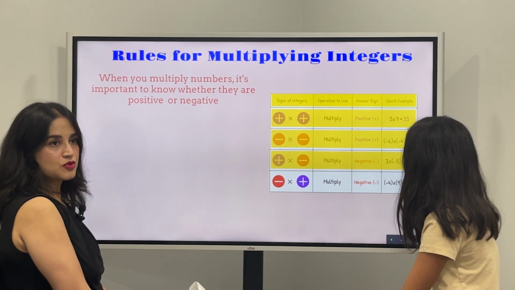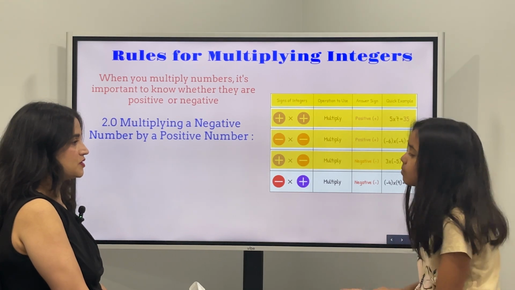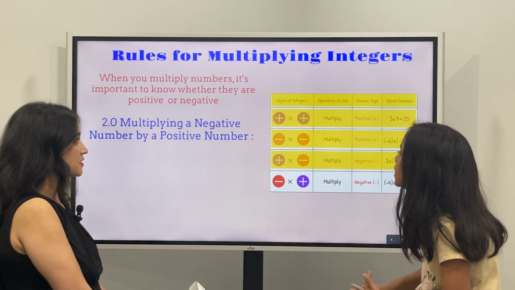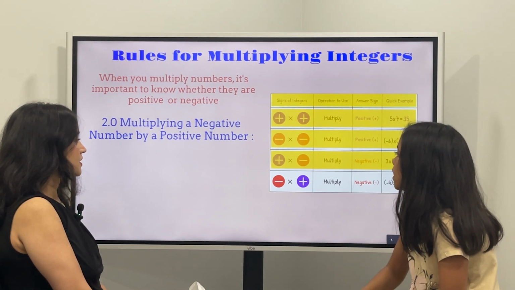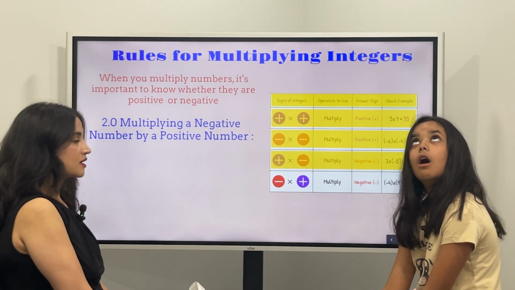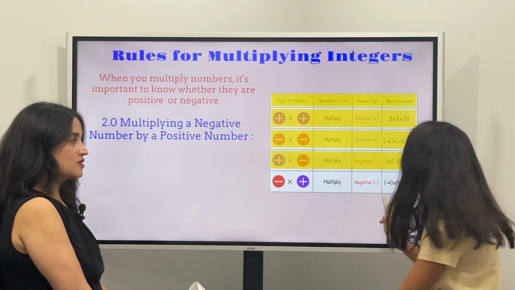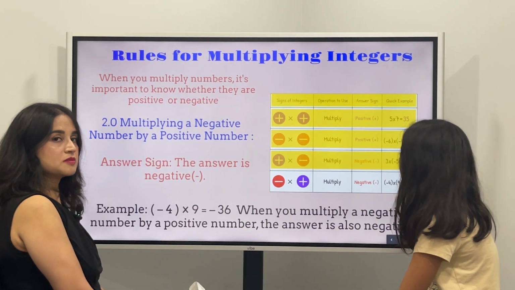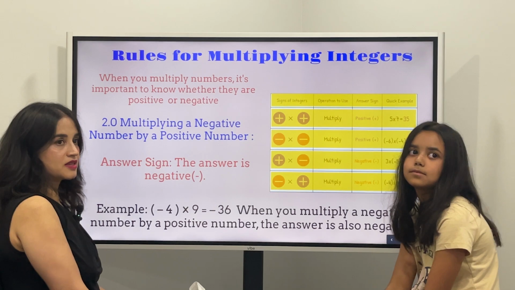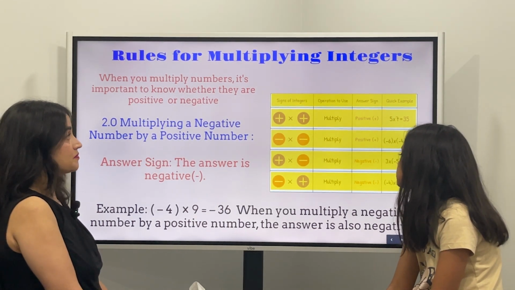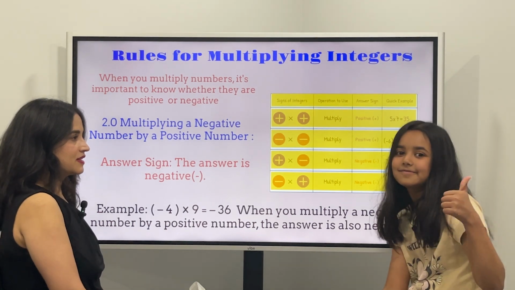The same rule applies for the next one too. That is number 4, multiplying a negative number by a positive number, which is again negative. So negative 4 times positive 9 becomes negative 36. Those are the rules for multiplying integers.